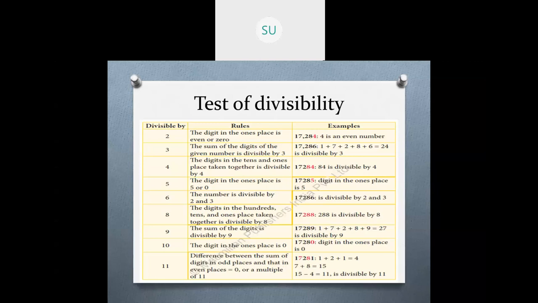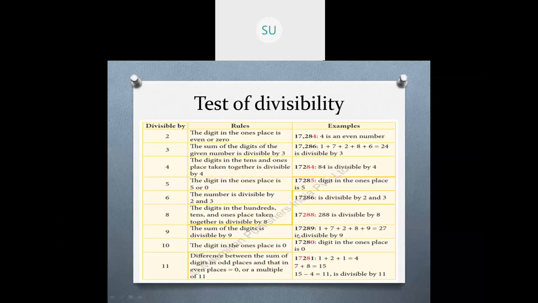Then the rule for 9. The sum of the digits is divisible by 9. Same way how for 3, the sum of the digits should be divisible by 3. For 9 also, the sum of the digits should be divisible by 9. Then only the number will be divisible by 9.